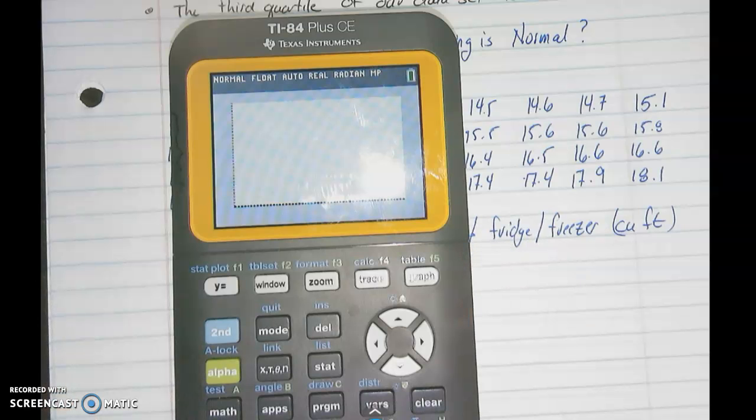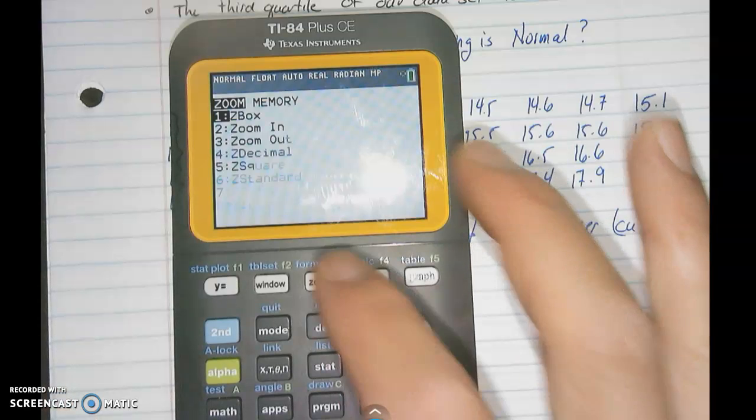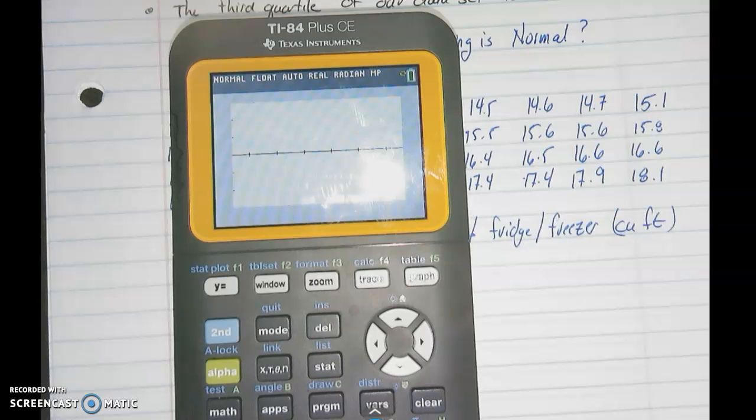So now I can see if it's gonna graph. Now it's not showing up, so I'm gonna hit zoom. Zoom stat number 9. Woo! Oh, look how pretty that is. Anybody not get that? I'll pause the video and fix it.